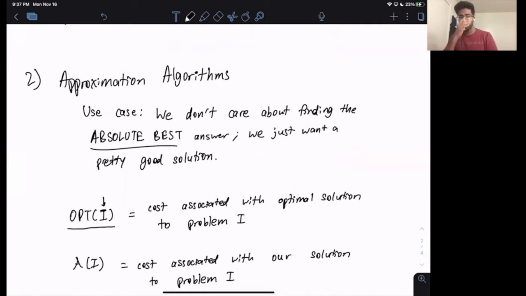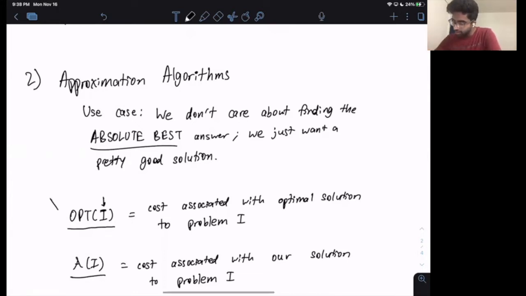So again, to reiterate, in this case, we're dealing with a problem that we don't have an efficient solution to. But let's say we came up with some sort of algorithm that's really efficient, let's say linear time, for example, but it doesn't guarantee finding the best possible solution. So for that algorithm, A of I represents the cost associated with our particular algorithm when it's run through some sort of problem I, right?